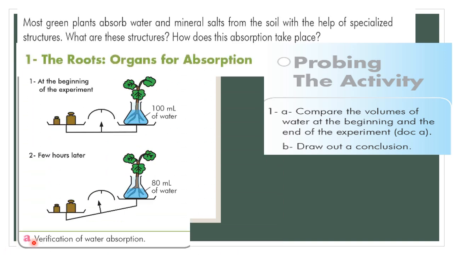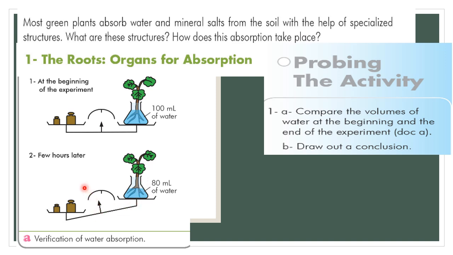Document 1. Verification of water absorption. At the beginning of the experiment, we measured the amount of water that is found inside the container where the plant is put. So the amount of water is 100 milliliters. A few hours later, we measured the volume of water, and we found it 80 milliliters of water. So there is a decrease in the amount of water, right?